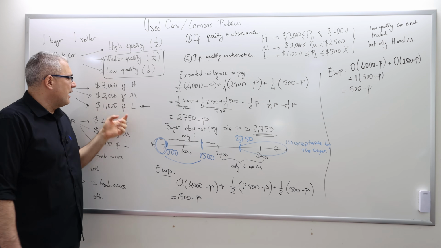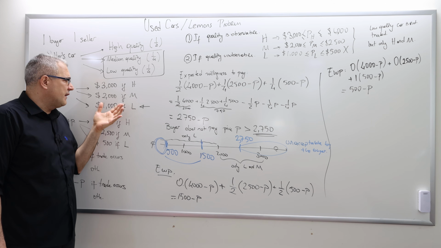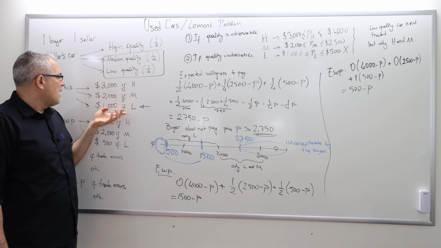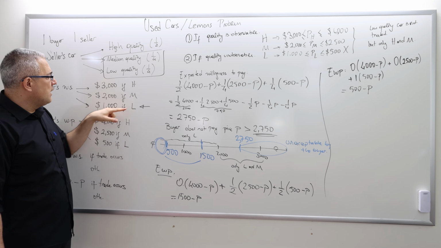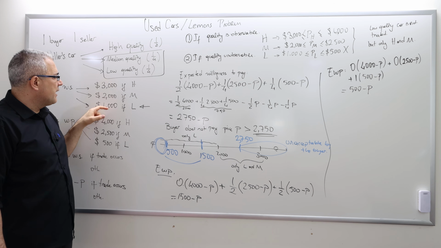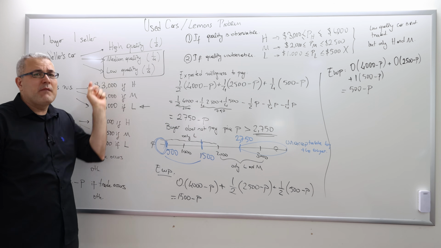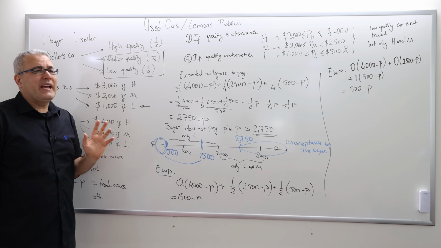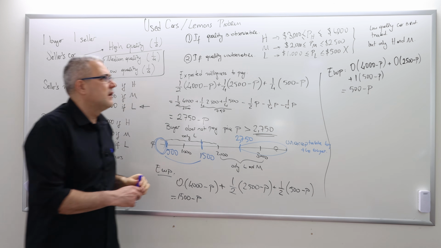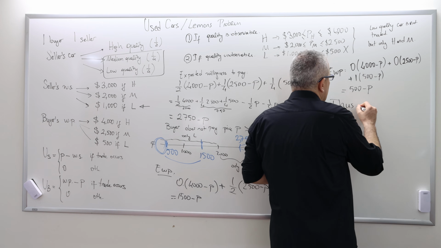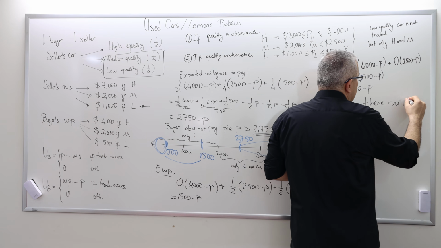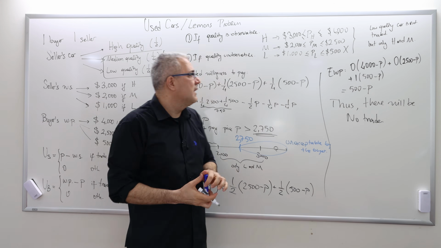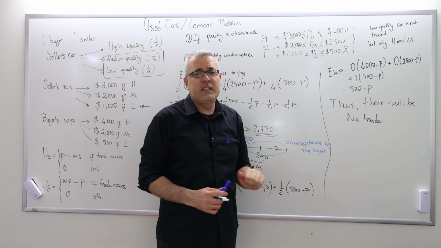And then one final time, at a price of 500 or less, what type of car owner would remain in the market? Well, in fact, none. Even the low type car owner is willing to accept prices only above $1,000. So that means no seller is going to accept a price lower than 500. Thus, there will be no trade. Okay, so that's the conclusion. This is the analysis. That's the conclusion.